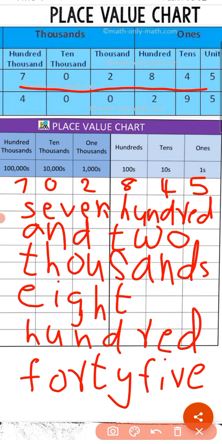Okay. So when we are writing numbers, start from left to right. 702, put a comma. Then write the next group, 845. When we are reading this number, read it as 702 thousands, group name. Okay. 702 thousands. Then 845. Okay.